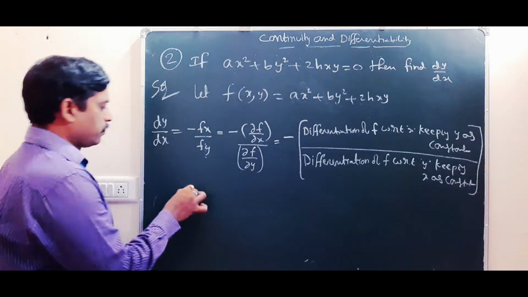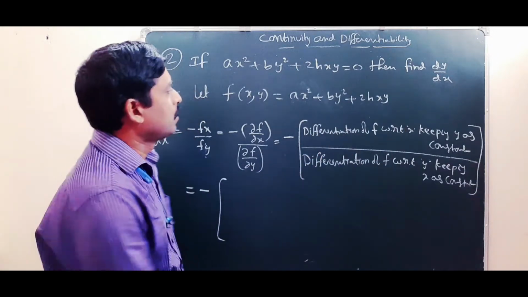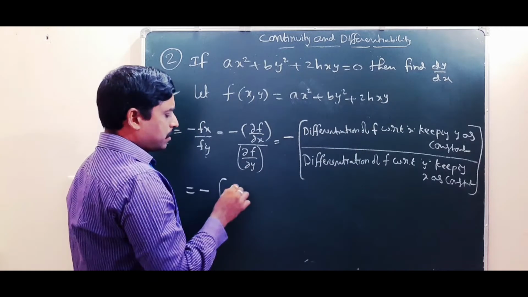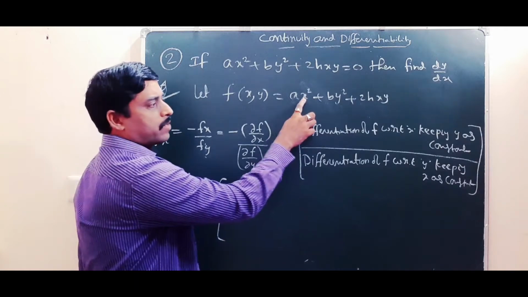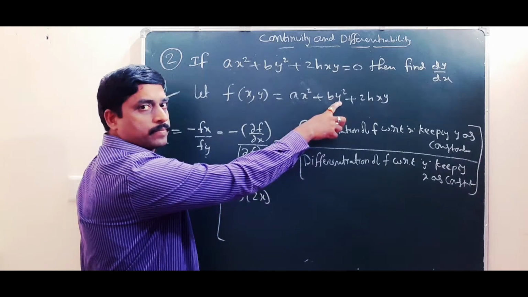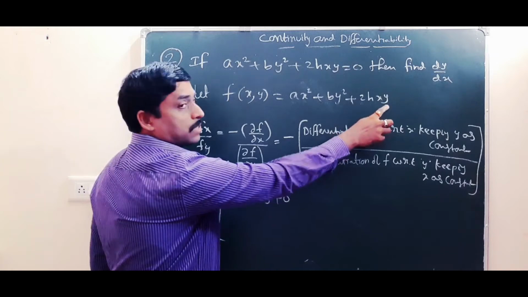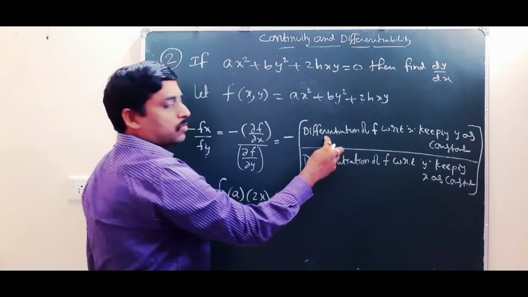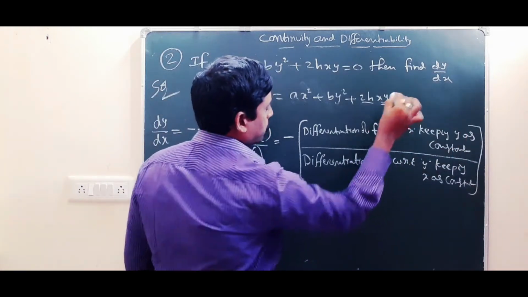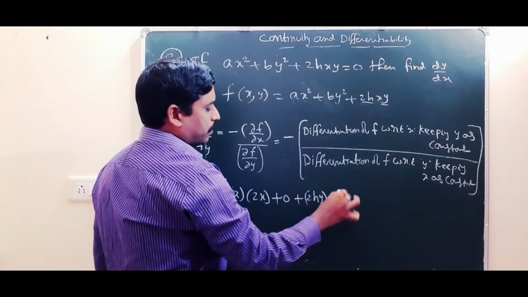Okay, so this will be minus of the differentiation of f with respect to x. What is f? ax square plus by square plus 2hxy. a is constant. Differentiation of x square with respect to x is 2x. b is constant, y is constant, so the derivative is 0. 2h is constant, y is also constant. So what is the numerator? Differentiation of f with respect to x, keeping y as constant: 2h and y come outside, and differentiation of x will be 1.